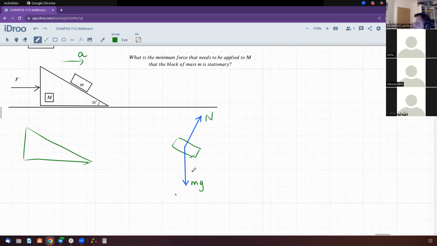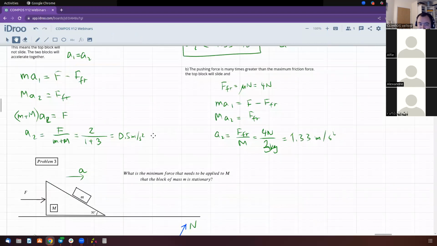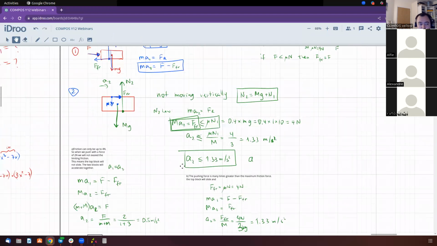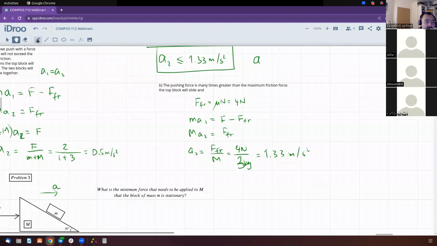So was the acceleration for the top block acceleration relative to the bottom block for problem 2? No, relative to the ground. A1 is relative to the ground and A2 is relative to the ground. We're not taking the relative acceleration. The relative acceleration would be A2 minus A1. They're not asking us for A1, so we kind of forget this. We don't need this. We just use this. So I hope that makes sense, JP.